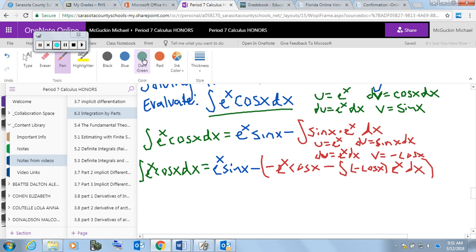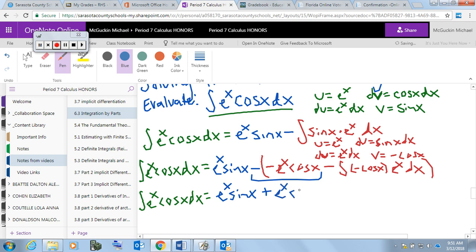So once again, I want to bring down the green just so we don't forget what the goal and the purpose is the entire way through. And then we have e to the x sine x staying the same. But now notice that we'll simplify this first part here in red, and that will become a positive because negative and negative makes positive, e to the x cosine of x.